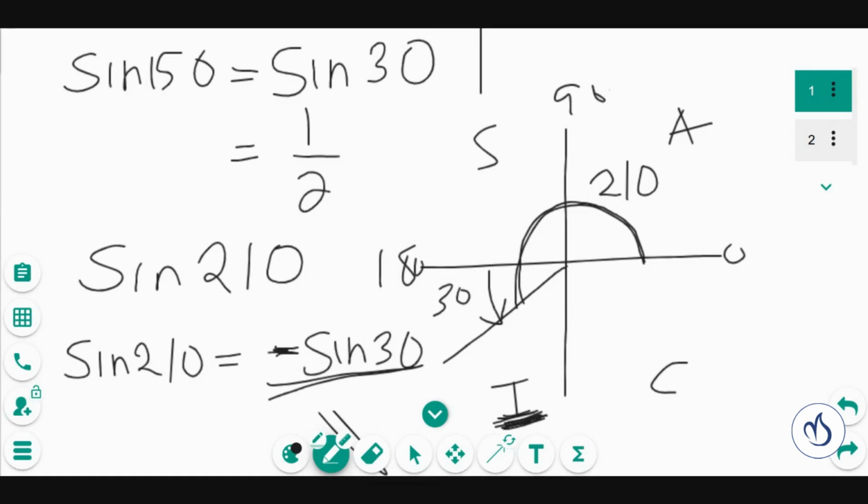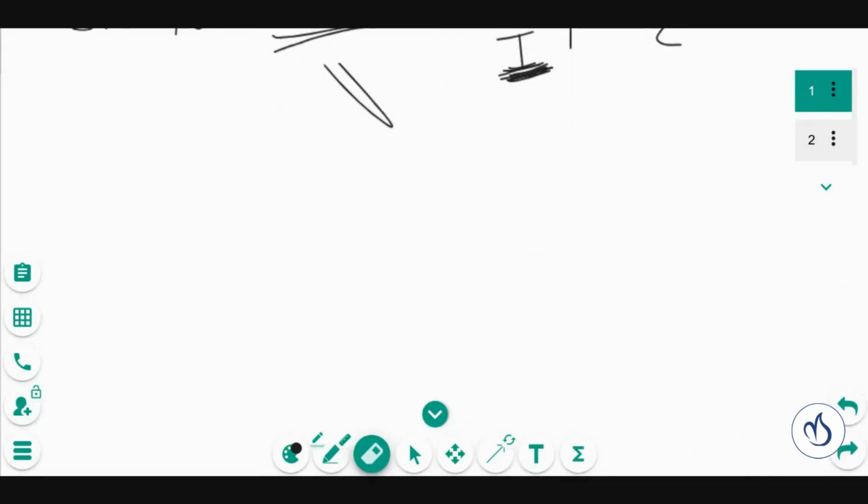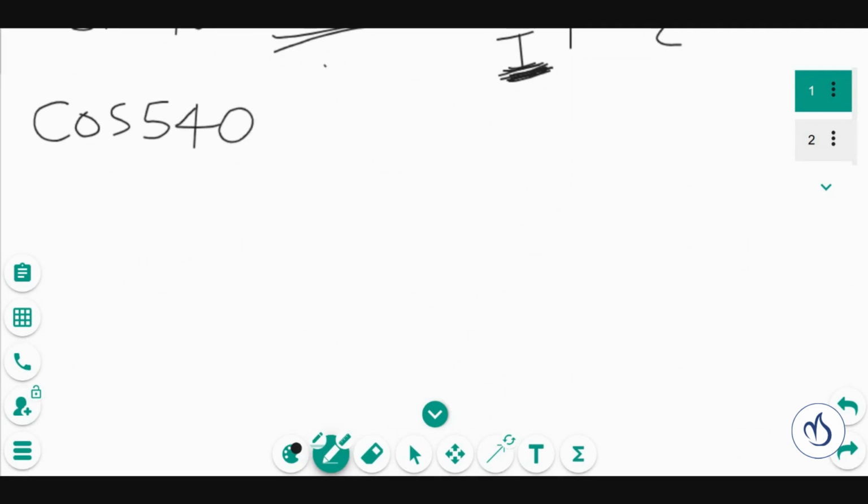Okay, so one more of this, and we get into others. A chance for you to understand if you have been left behind. I want to measure the cosine of 540. I want to know the value of cos 540.